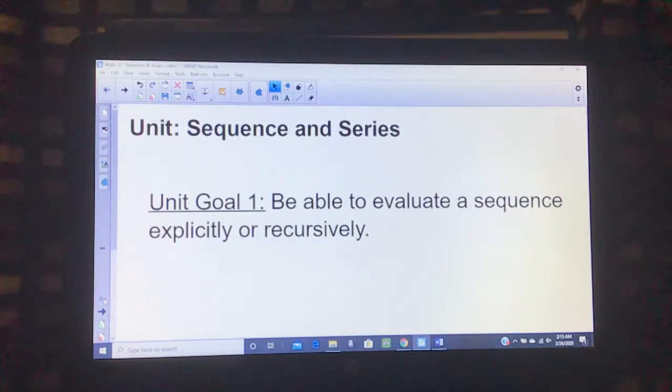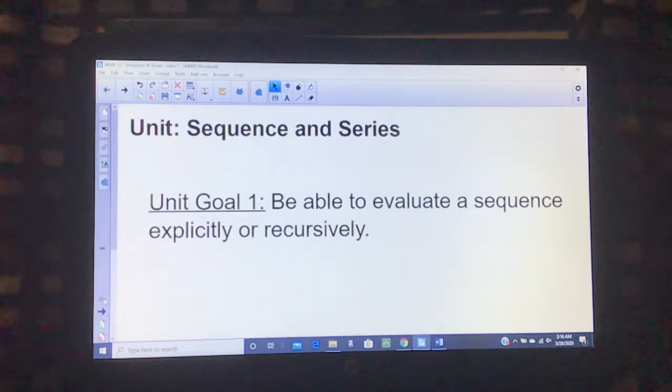And goal 1, which you can read, is we want to be able to evaluate a sequence explicitly or recursively. So there's two different ways they can give a formula for a sequence. Now, I'll tell you what a sequence is in a moment, but basically some of them have patterns and some of them don't. The ones that have patterns can be written as a formula, and there's two main ways to express the formula. One's called explicit and one's called recursive.